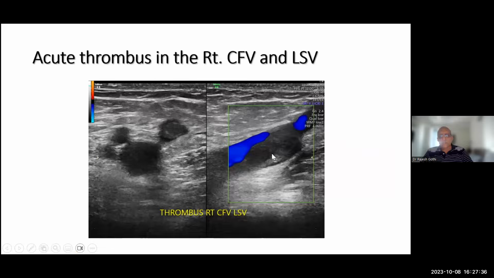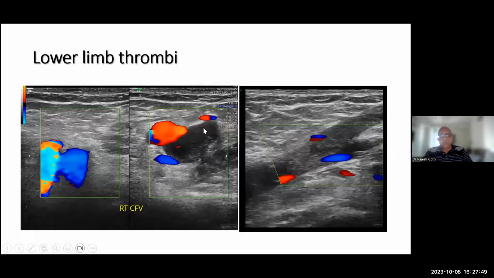So we did a Doppler study. There were thrombi in the right common femoral artery and the long saphenous vein. This is a long saphenous vein. There is a common femoral artery, a common femoral vein. You can see the color Doppler, it doesn't fill up. And you can actually see the acute thrombus very clearly.